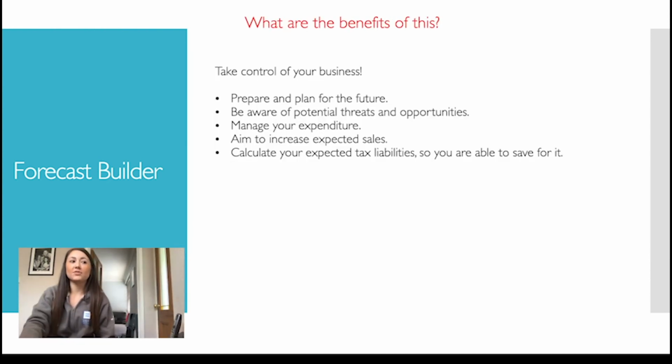So the main purpose of this forecast builder is to take control of your business. By doing this, you're then able to prepare and plan for the future. You'll also be aware of potential threats and opportunities that may occur. Obviously you can manage your expenditure and you can aim to increase your sales. Lastly, this would be quite a good way to prepare for your tax liability. If you run this accurately, you can then calculate your expected tax liability by timesing it by 19% for your corporation tax. You then have an entire year to save for this.